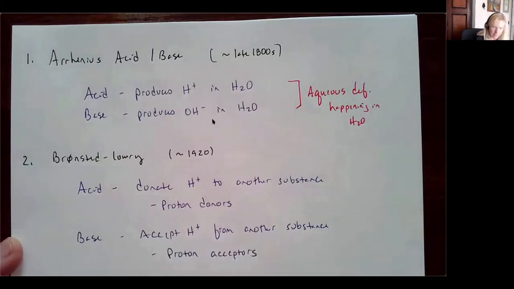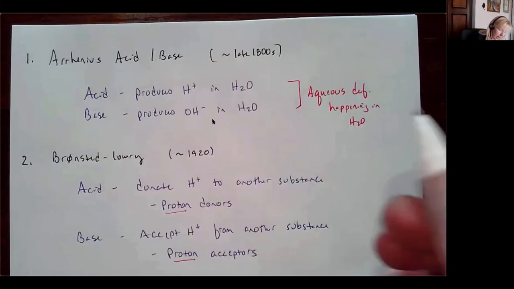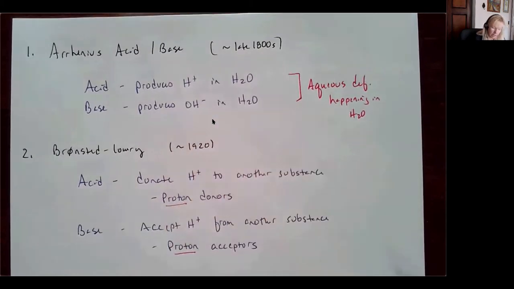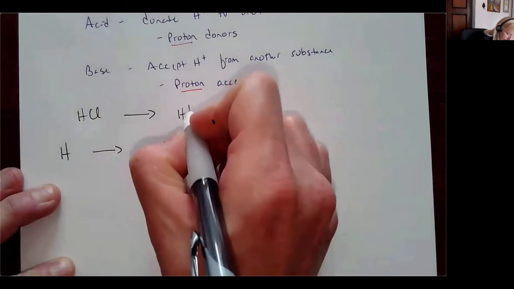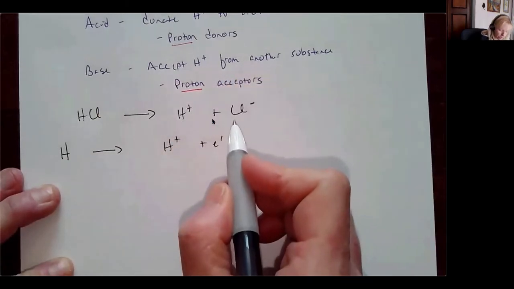So let's think about why we're calling this protons. So a proton is a subatomic particle. There's three: electrons, neutrons, and protons. And proton is used interchangeably with H plus, because what happens when hydrogen loses an electron and it forms this hydrogen ion? So let's say I have HCl. HCl is going to break apart into hydrogen ions and chloride ions. So that electron has gone with chlorine.